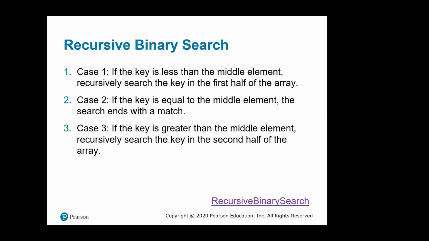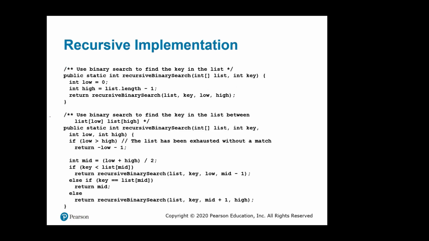So if you look at the way they have implemented it, it is a recursive approach. If the key is less than the middle element, we are going to search in the first half of the array. If the key is equal to the middle element, we say it is found. If the key is greater than the middle element, we search in the right, or second, half of the array.